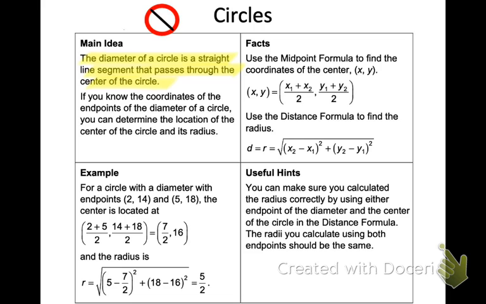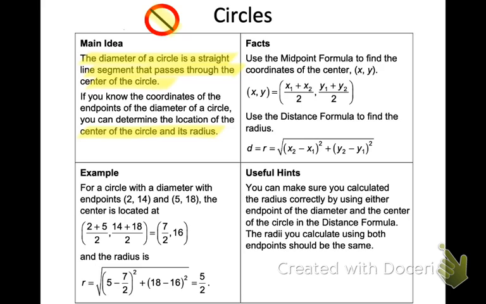And then if you know the coordinates of the endpoints of the diameter of a circle, you can determine the location of the center of the circle and its radius. For example here, what's the relationship between the diameter and the radius? Yeah, the radius is half the diameter, right? So if I had the diameter here and I want to find the radius, I can find the distance and then divide by 2, which is one of the things we're doing today.